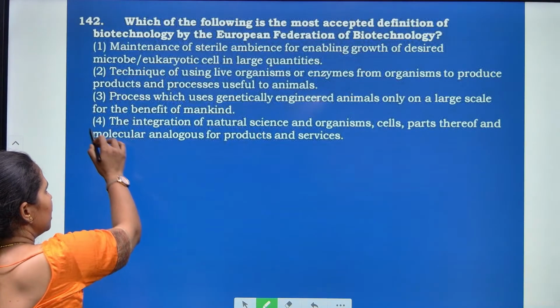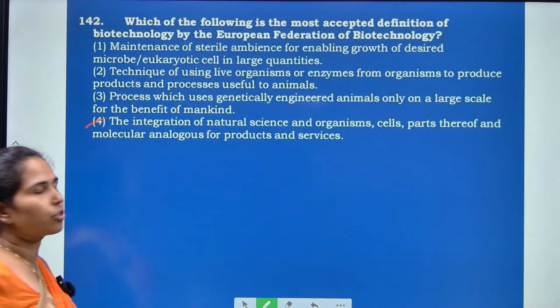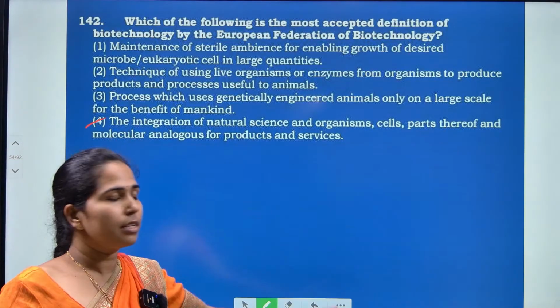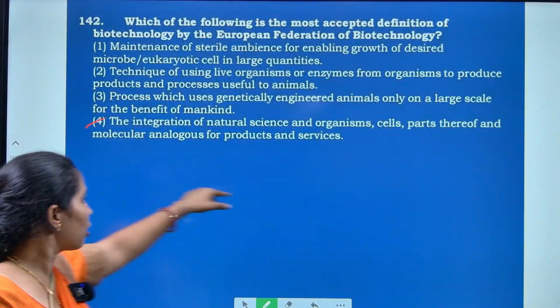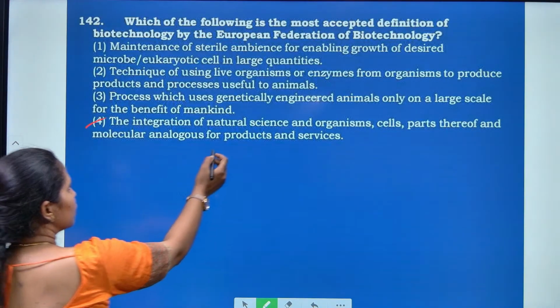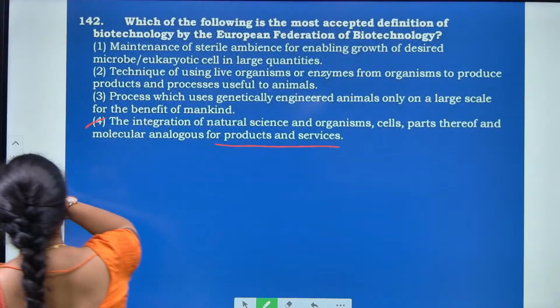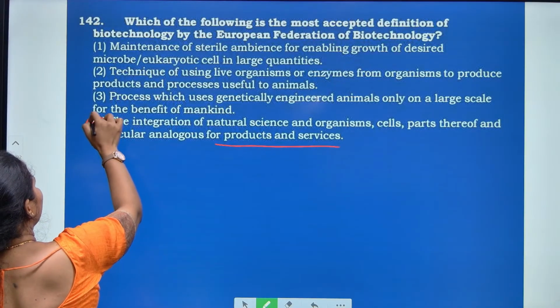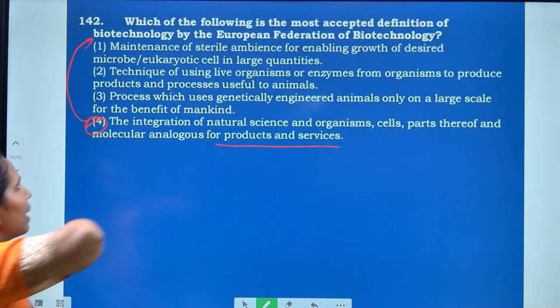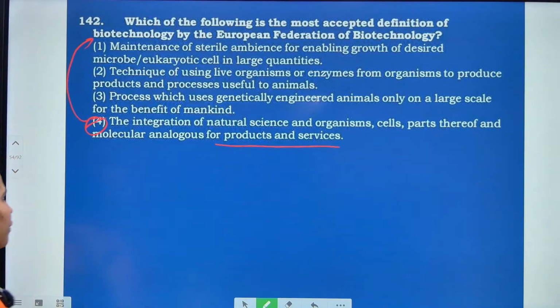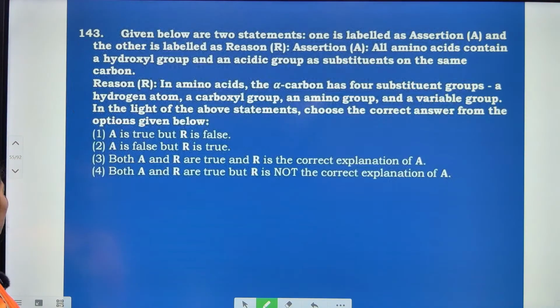So the definition is, it is an integration of natural science and organisms, cells, parts thereof, and molecular analogues for the products and the services. So this is the exact definition which was given by the European Federation of Biotechnology here.